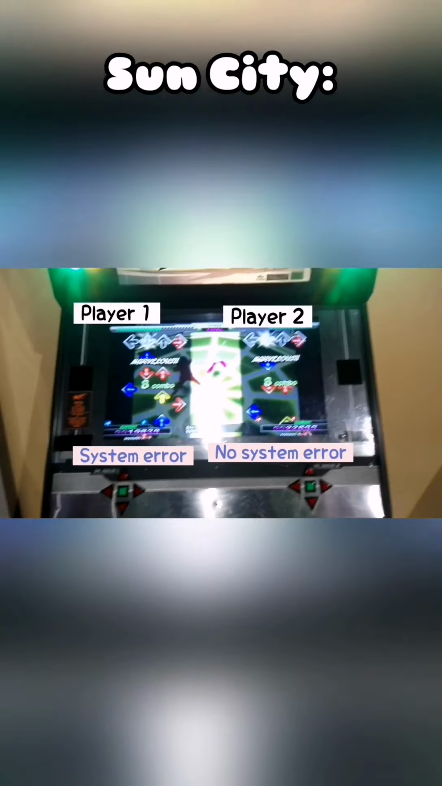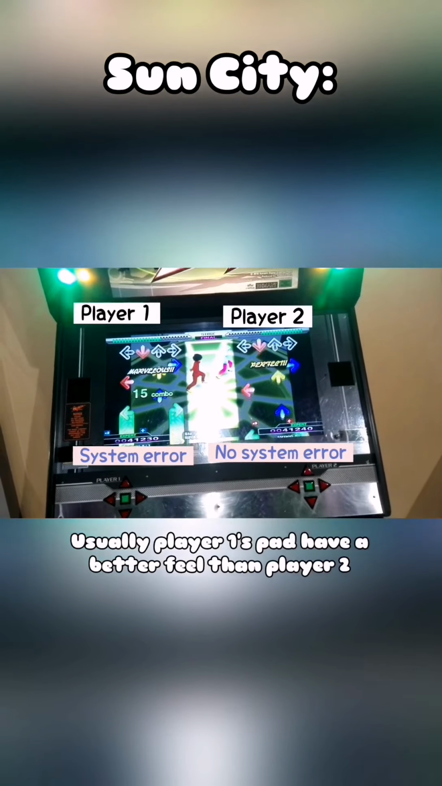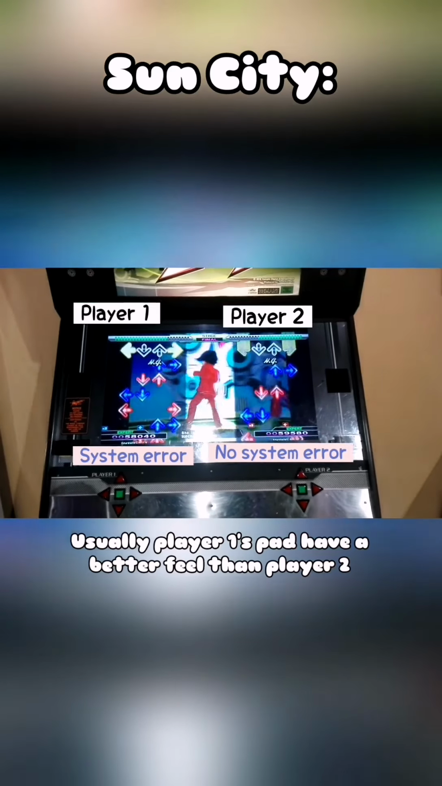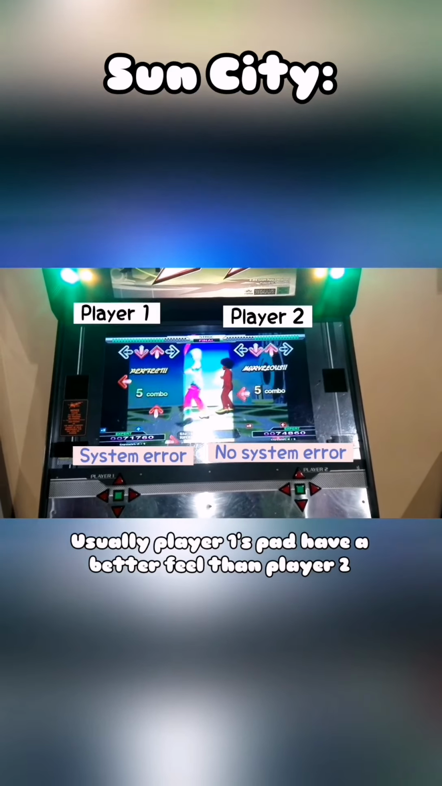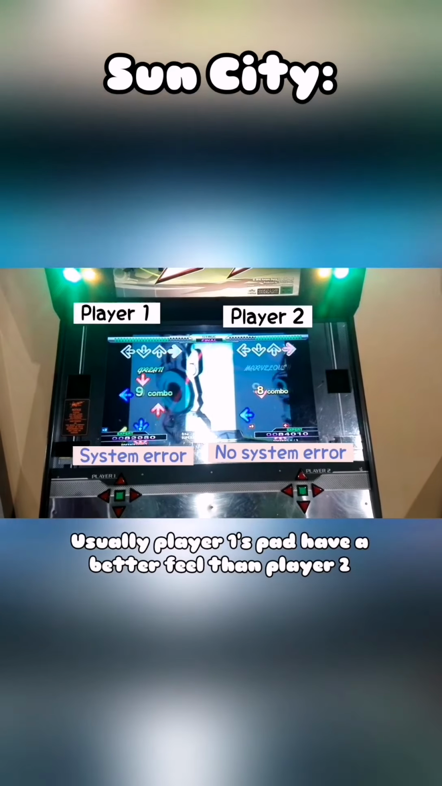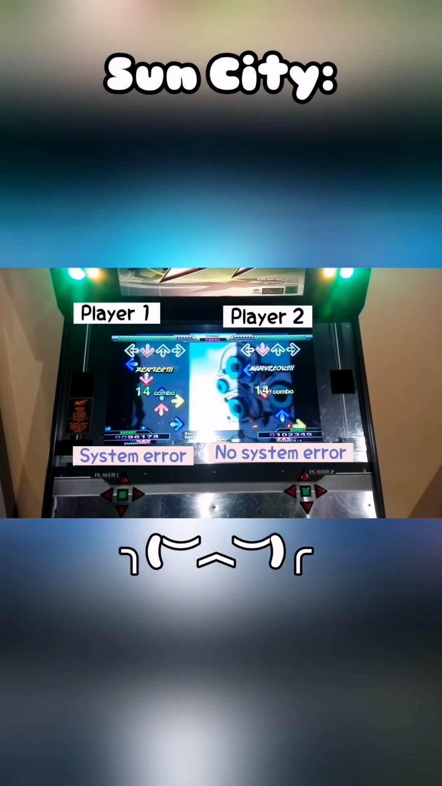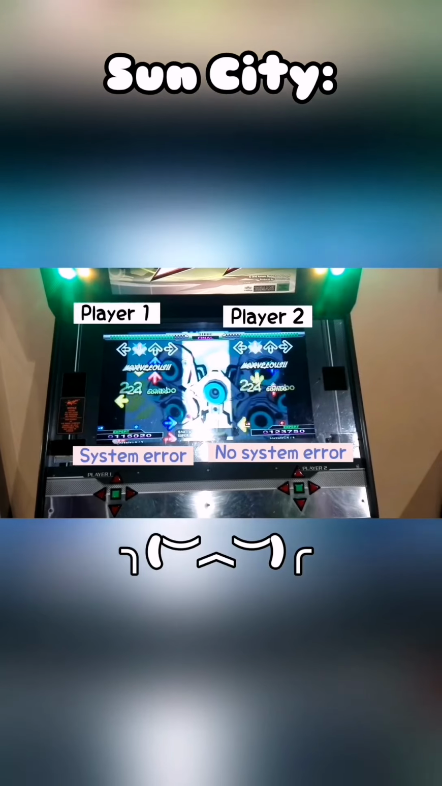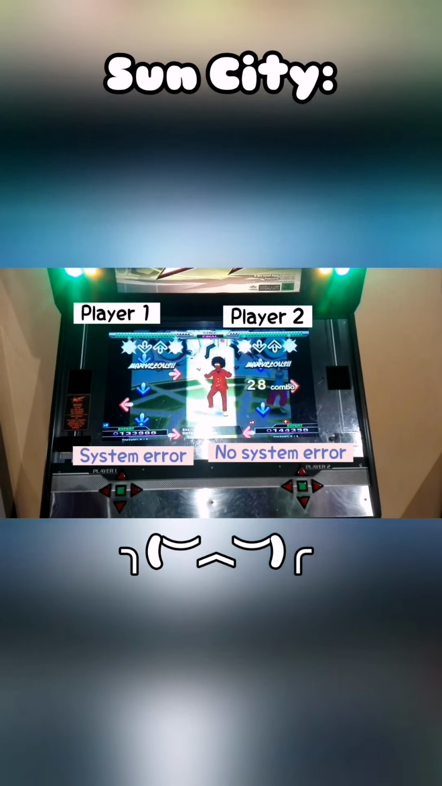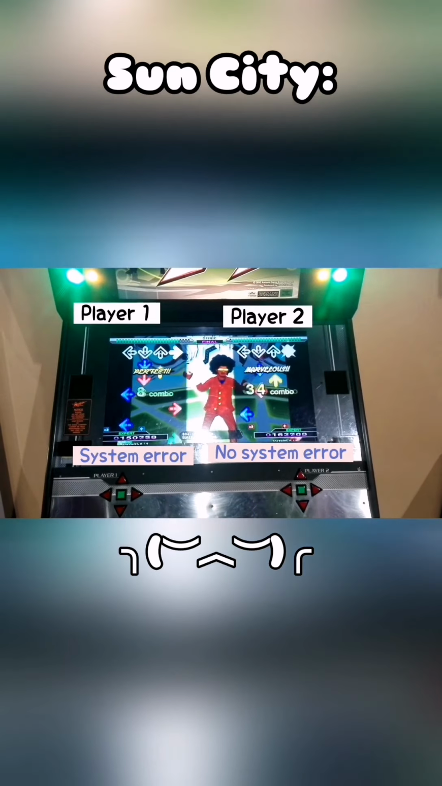This video was created for the player side's pad conditions. The one that does not have the system error is worse than the player side with the system error. Of course, the first thing that should come to your mind is to ask the arcade technicians to repair the pads that do not have the system error.